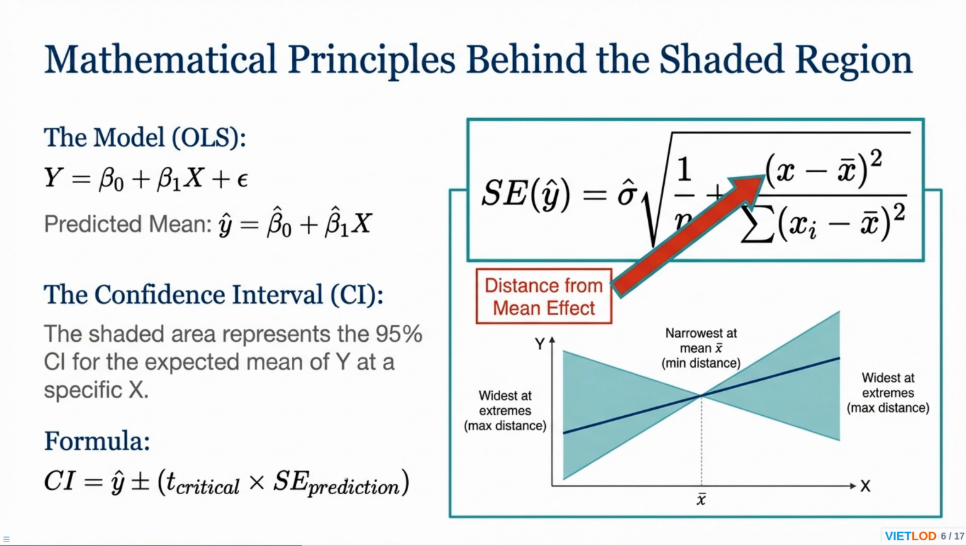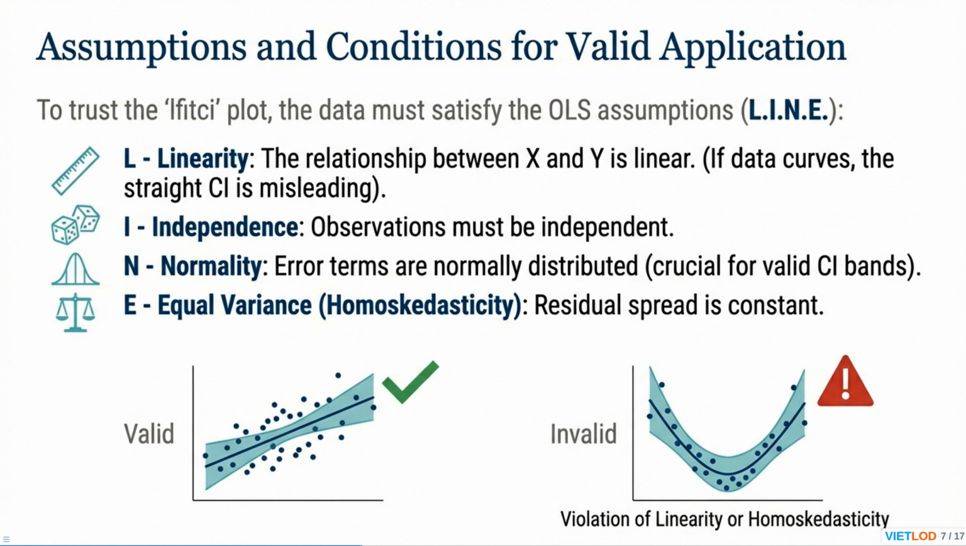Think of a basketball player. Their shots are most consistent, or the confidence interval is narrowest, from the standard free throw line, which is like the mean x bar. Shooting from farther away or closer, at the extremes, makes their accuracy vary more, resulting in the widest confidence interval. This mathematical model is powerful, but it relies on several key assumptions, which we'll explore next.